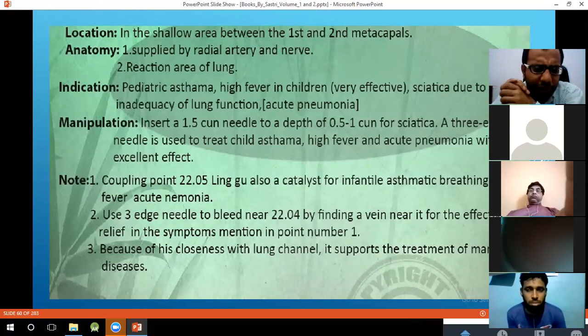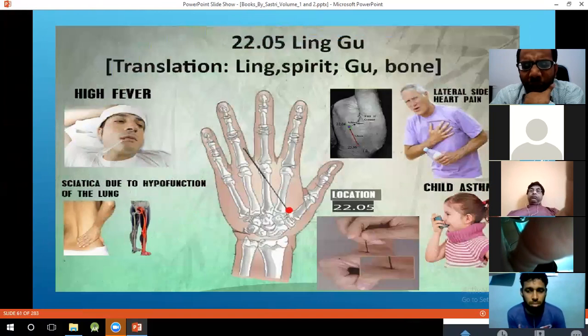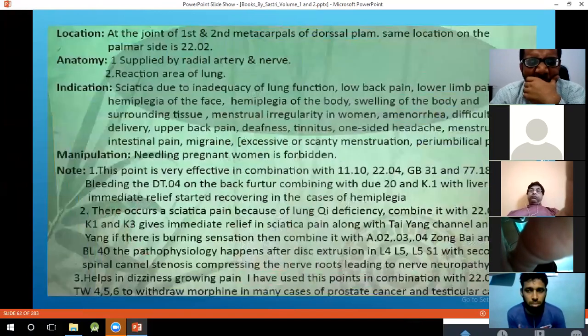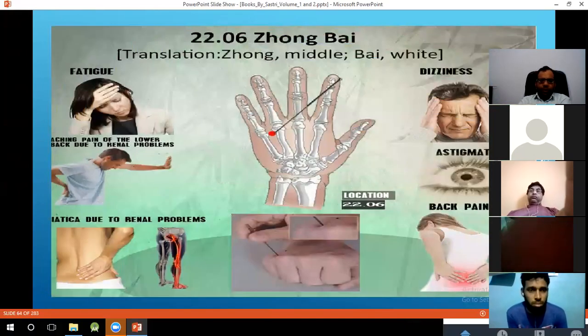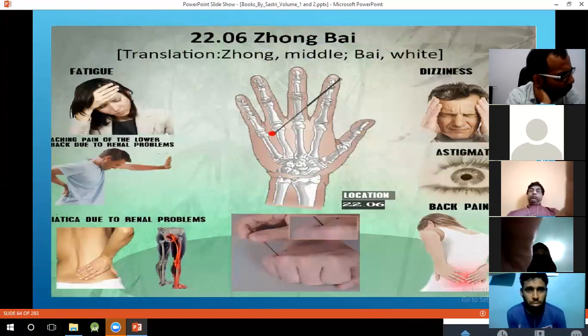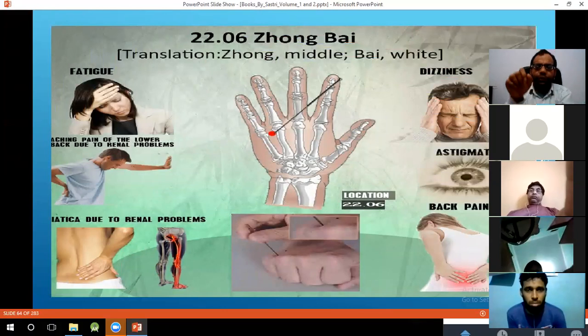So in a large number of problems you get these results. Lingu Dabai is a very important combination in acupuncture and it helps in a large number of problems. In Zhongbai I told you, whenever there is morning stiffness, we see large numbers of patients having a stiff neck in the morning and cannot move like this. Just put a needle on Zhongbai 22.06 and manipulate it like this. After some time, you'll see the neck spasm is gone and it recovers. This is for 22.06. Very important point.